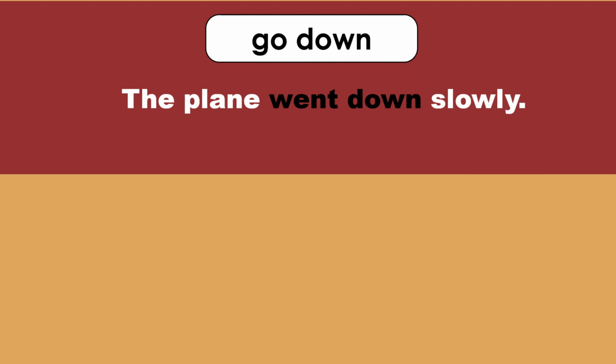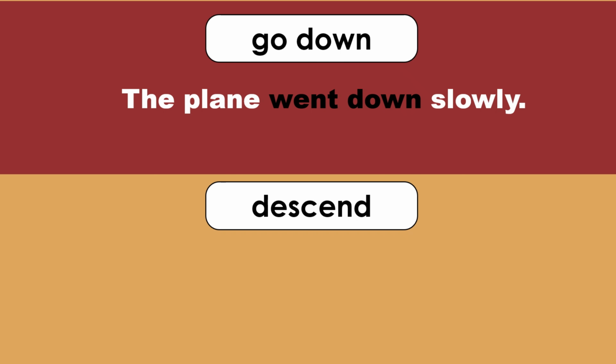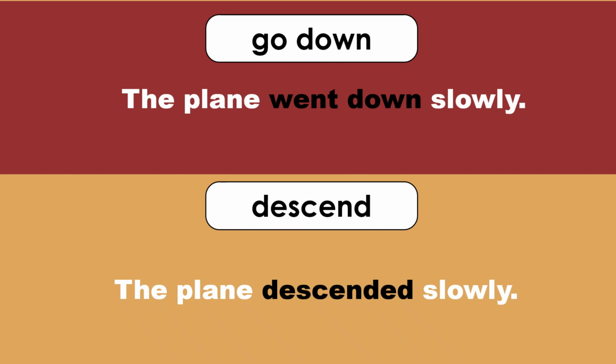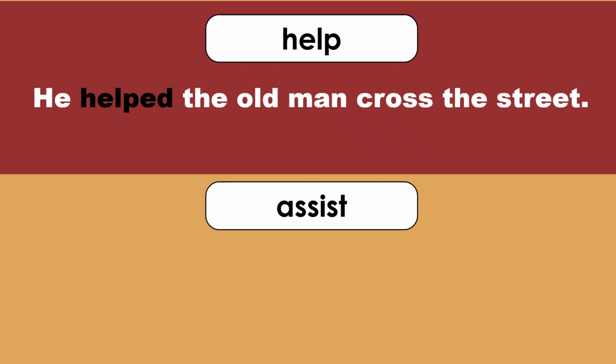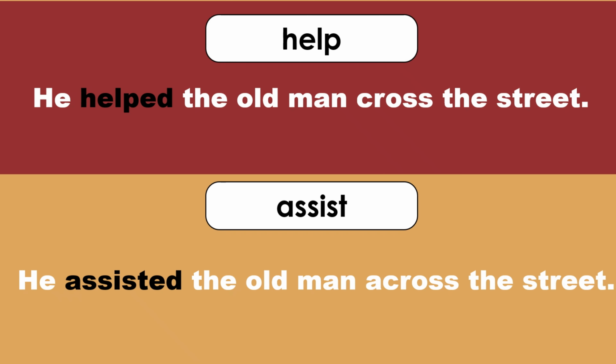Go down. The plane went down slowly. Instead of saying go down, say descend. The plane descended slowly. Help. He helped the old man cross the street. Instead of saying help, say assist. He assisted the old man across the street.